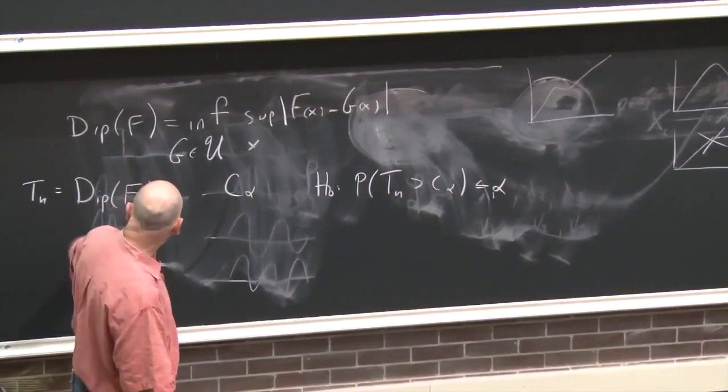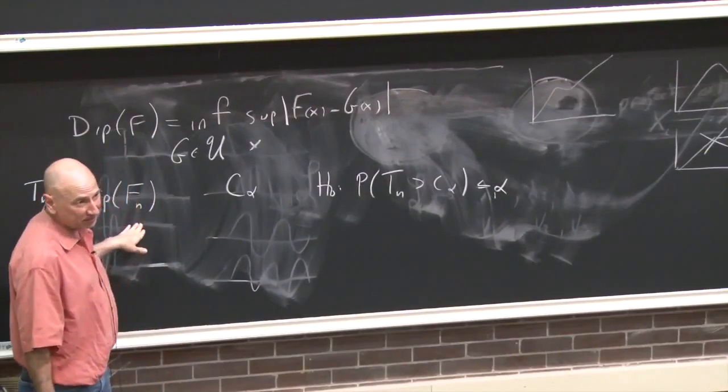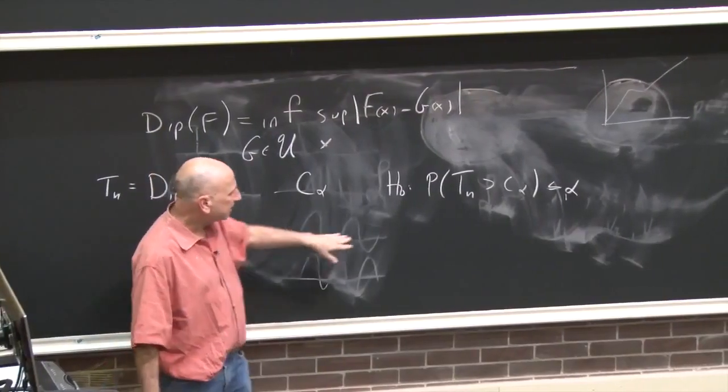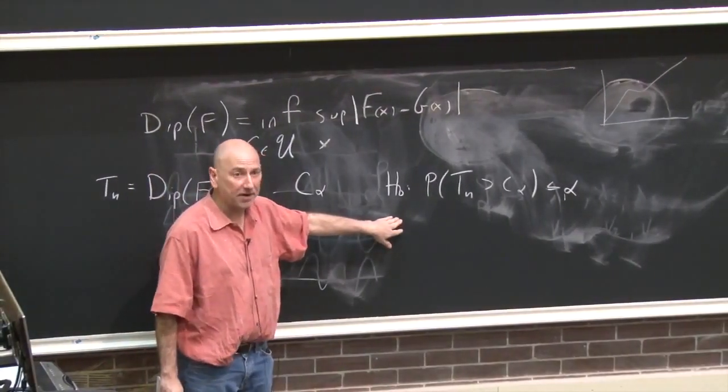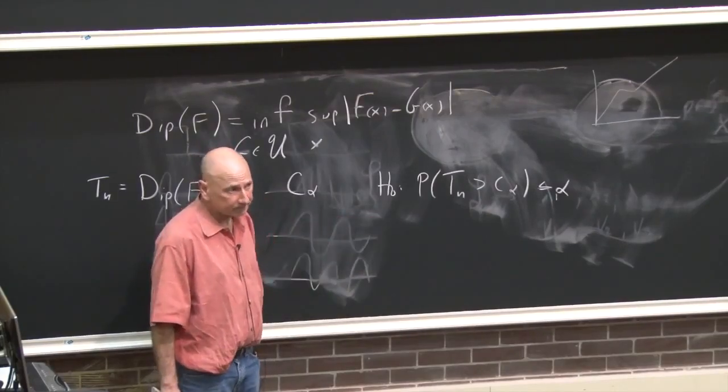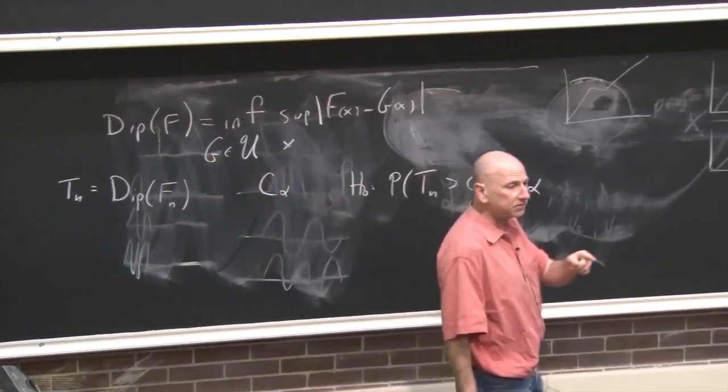So the amazing thing is that this can be computed at all, but it can be computed very quickly. And this gives you a well-defined hypothesis test for whether the distribution is unimodal or not. Okay.